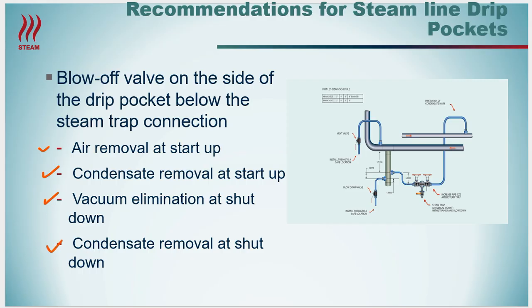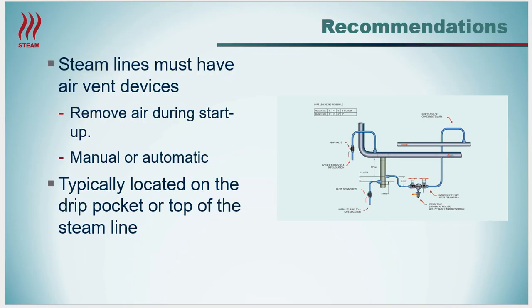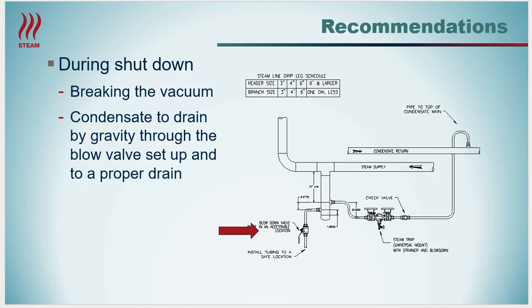Steam lines must have air venting devices. Also, to remove air at startup, they can be manual or automatic. Here is a manual type air venting mechanism located at the top of the steam header. During shutdown, breaking vacuum, condensate drains by gravity through the blow-off valve to set up a proper drainage. When the steam line is coming up on steam pressure, the steam trap is not going to be able to remove condensate until P1 here is greater than P2. Therefore, we must have this valve here open to allow the condensate to drain out by gravity.